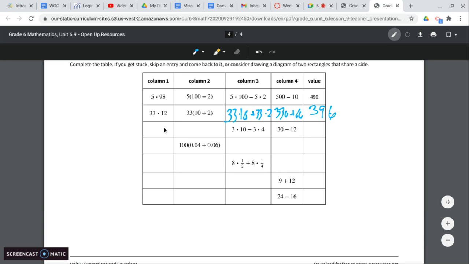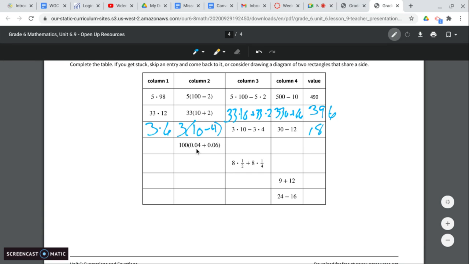Now on this next one, we're not given what the original is. We're given these two columns. So 30 minus 12 is what? Well, 30 minus 12 is going to give us 18. So our answer is 18. Now we work backwards to figure out what the original problem was. So here we see that we're multiplying 3 to both 10 and 4. So we're going to have 3 times (10 minus 4). Well, what is 10 minus 4? 10 minus 4 is 6. So our original problem was 3 times 6.